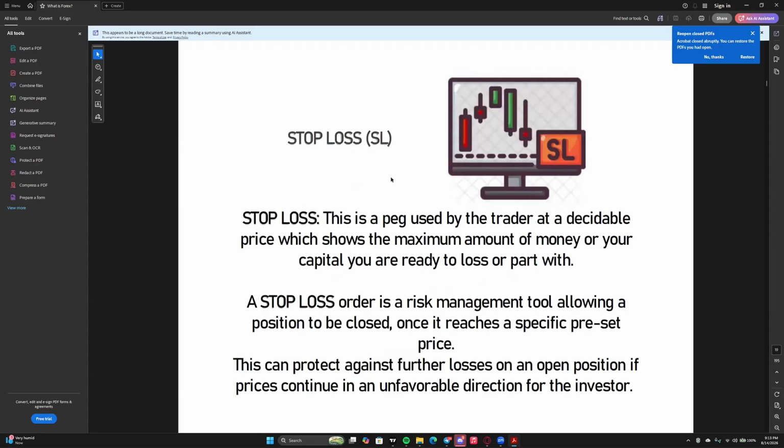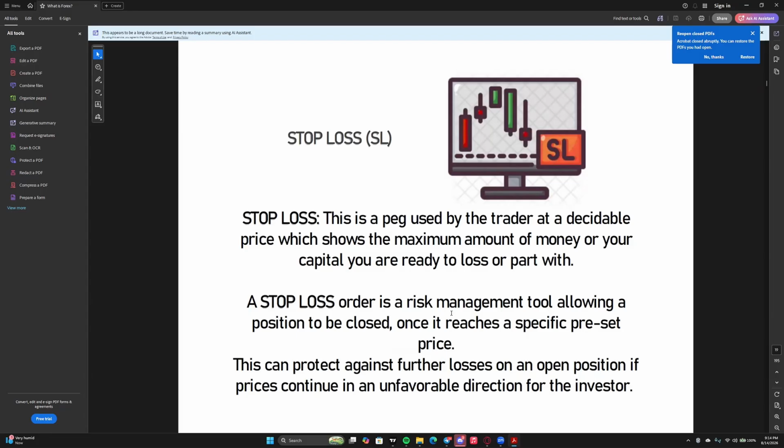So we have stop loss. Now, stop loss is an order. I think we explained this one yesterday too. Stop loss is an order you set that protects you from losses. This is a peg used by the trader at a decided price, which shows the maximum amount of money or your capital you are ready to lose or part with. So stop loss tells you the particular amount of money you are ready to part with on every trade you take.